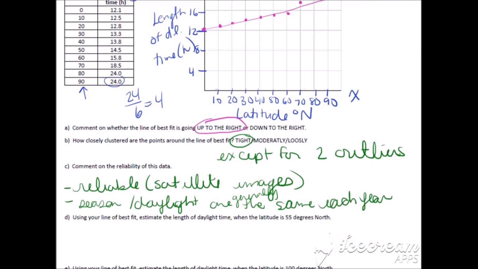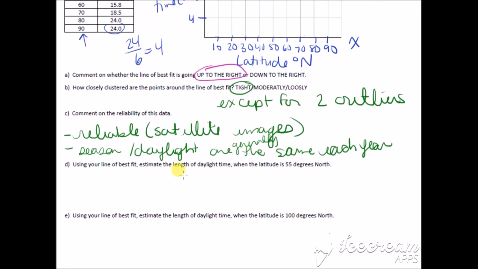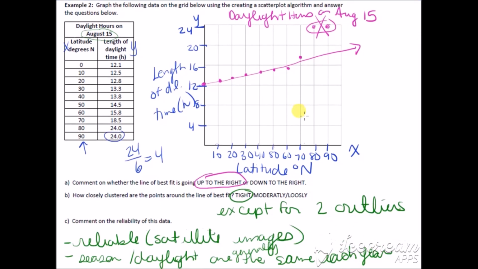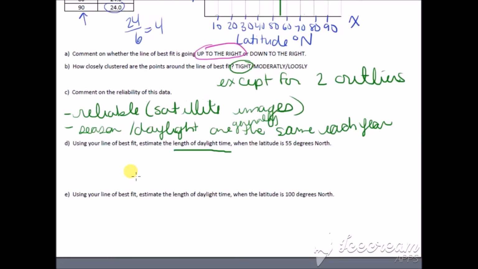Okay. Using your line of best fit, estimate the length of daylight time, so that's what we're solving for, when the latitude is 55 degrees north. So, latitude is 55, we go all the way up to the line of best fit. See how there's no point, that's okay. And I'm going to go over, and it's right below 16. 16 is right at the grid. So let's go 15 points, almost like a 15.8.